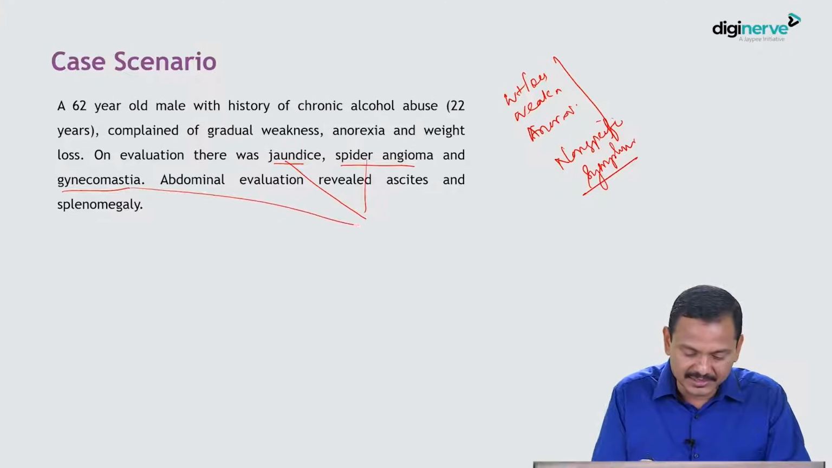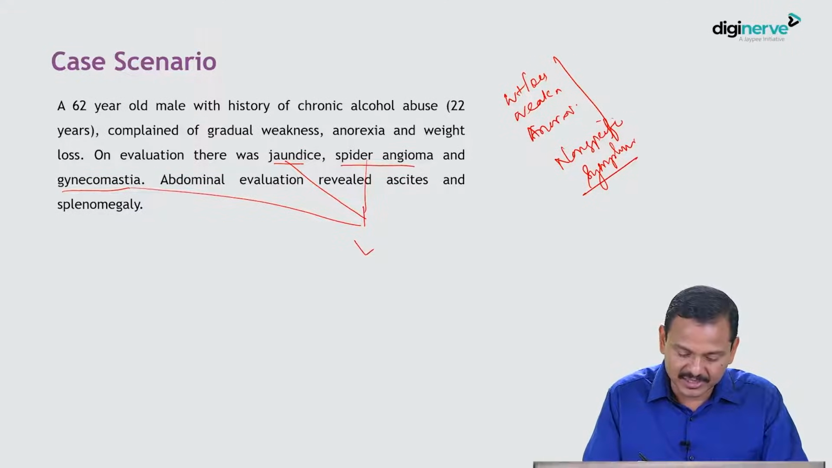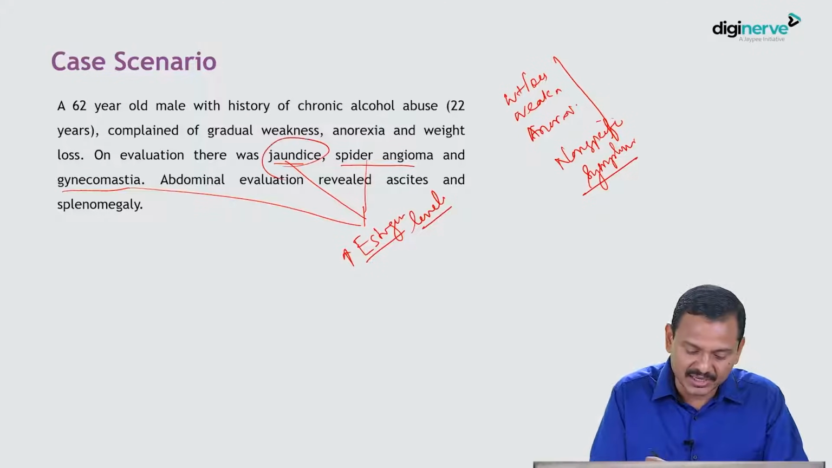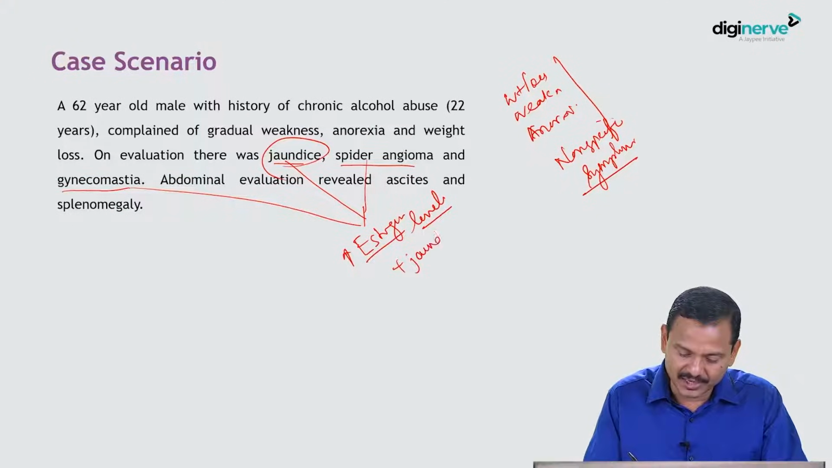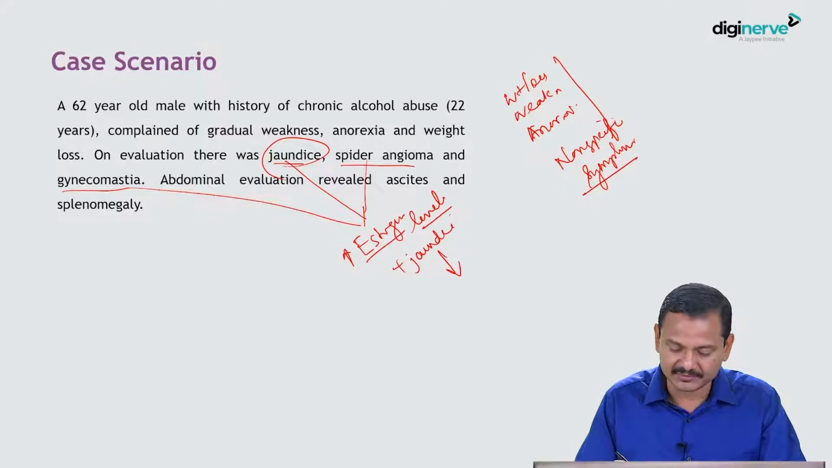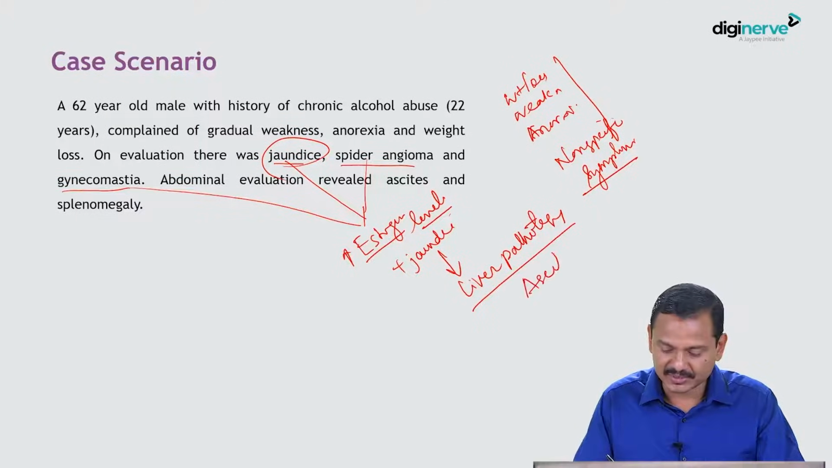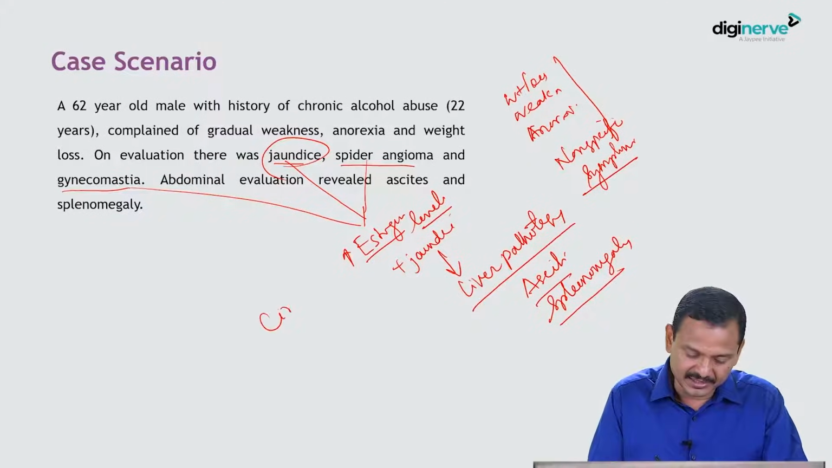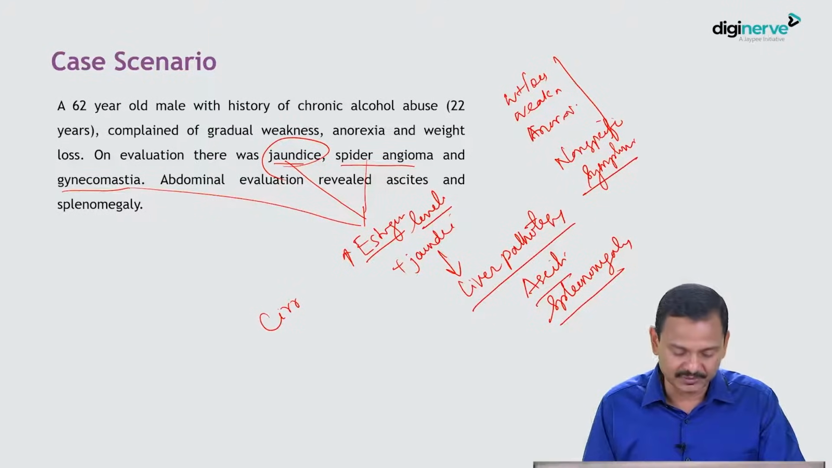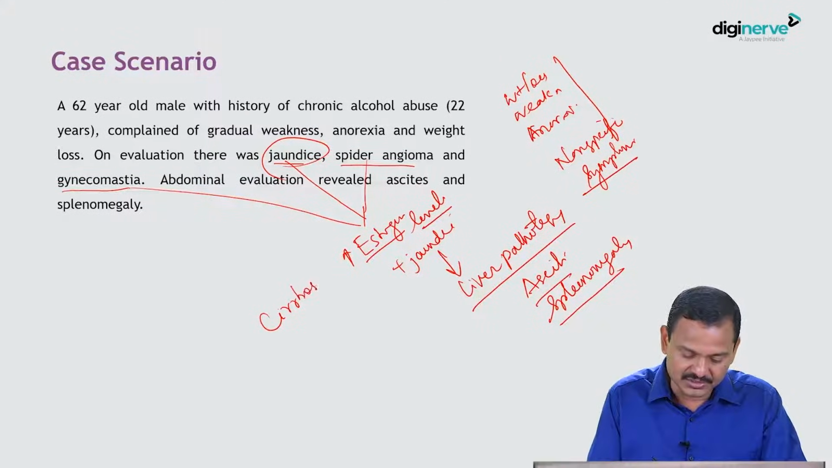All these three indicate an increase in estrogen levels. Increase in estrogen levels along with jaundice is more likely indicative of a liver pathology. And now if you add ascites as well as splenomegaly, that explains everything: most likely he is having an end stage kind of liver disease, that is cirrhosis.